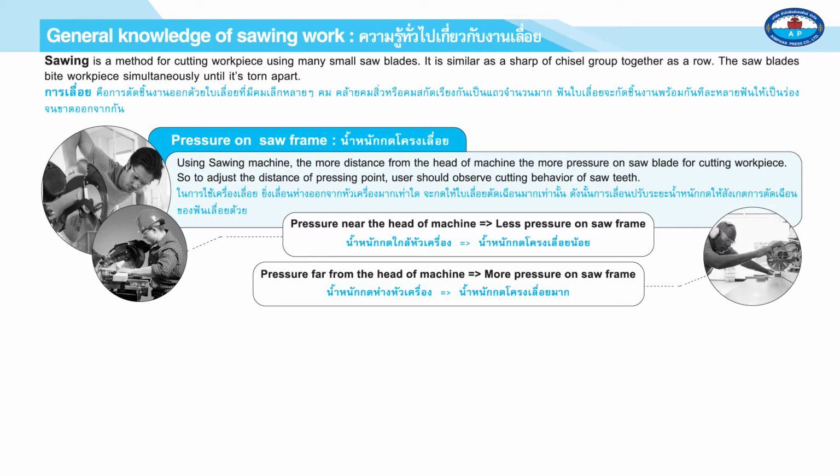Pressure on saw frame. Using a sawing machine, the more distance from the head of the machine, the more pressure on the saw blade for cutting the workpiece. So to adjust the distance of the pressing point, the user should observe the cutting behavior of the saw teeth. Pressure near the head of the machine means less pressure on the saw frame. Pressure far from the head of the machine means more pressure on the saw frame.